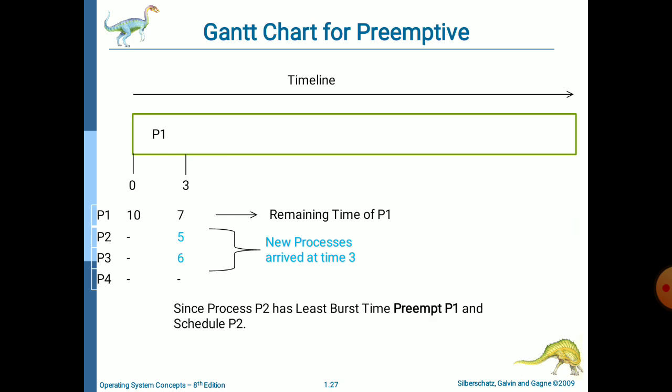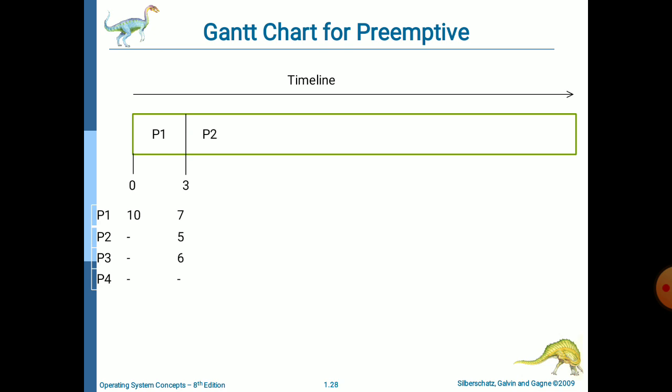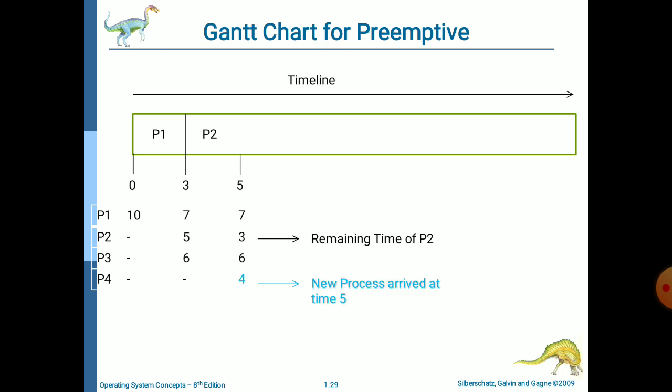Now when you compare all these remaining times, the process P2 has the least burst time, so preempt the P1 process and schedule P2. Then P2 is scheduled for execution. P2 starts execution. Then at time 5, one more process arrives, P4, which has a burst time of 4, and the remaining time of P2 is 3. It has executed for 2 milliseconds.